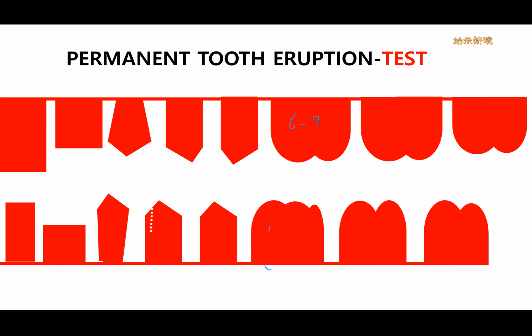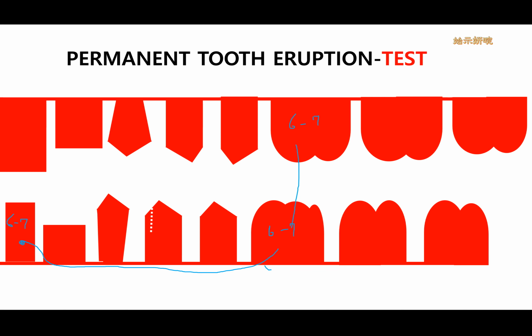First molars erupt earlier than any other teeth. So these are the first permanent teeth which erupt, and after them, I draw a line here. I don't know why when I draw lines I memorize it better. And this erupts also at the same age because it is small and very rapid, right?